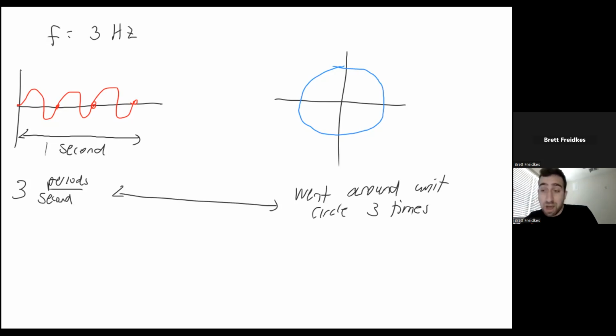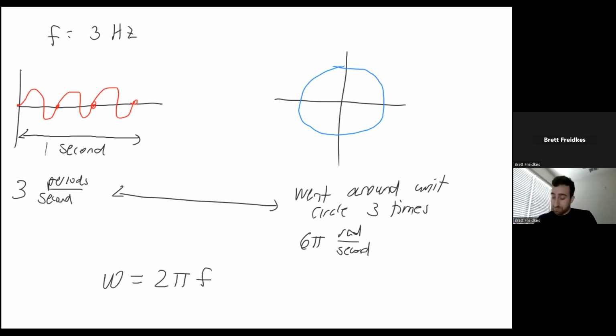So from those 3 periods, how many radians did I do? Well, if you went around once, you did 2 pi. You went around again, it's another 2 pi. And you're around a third time, it's another 2 pi. So that ends up being 6 pi. So in this case, we did 6 pi radians per second for this specific problem, because I have 3 periods in a second. That means I went around the circle 3 times. And that's where this relationship comes from, where we say that the angular frequency is equal to 2 pi times f.